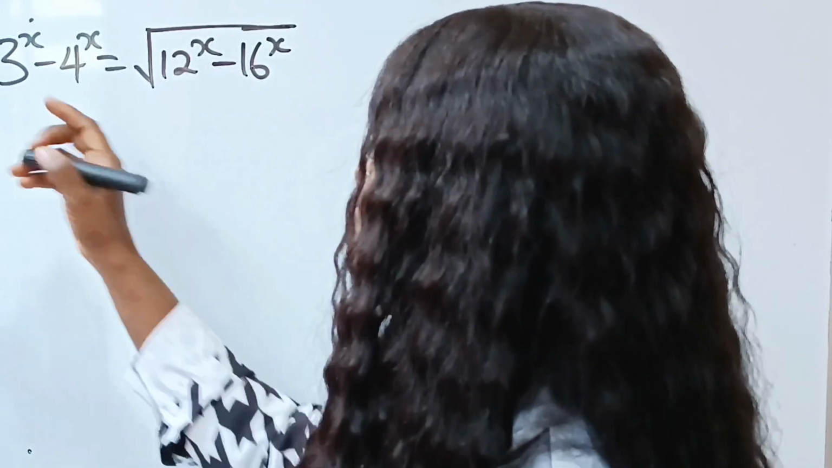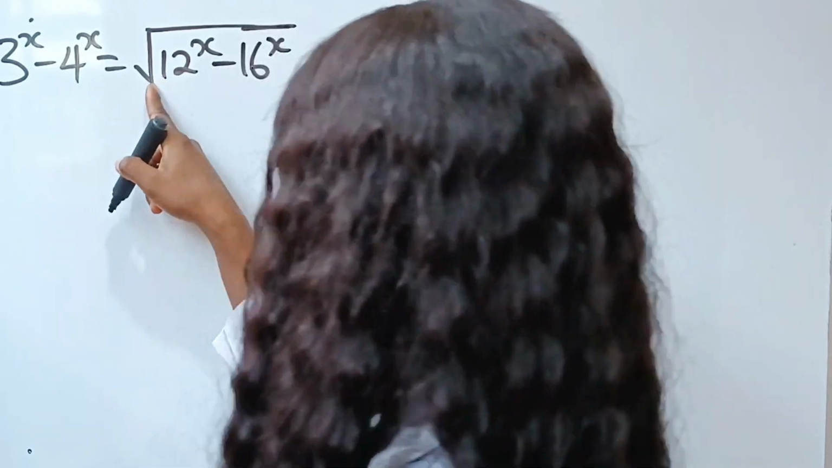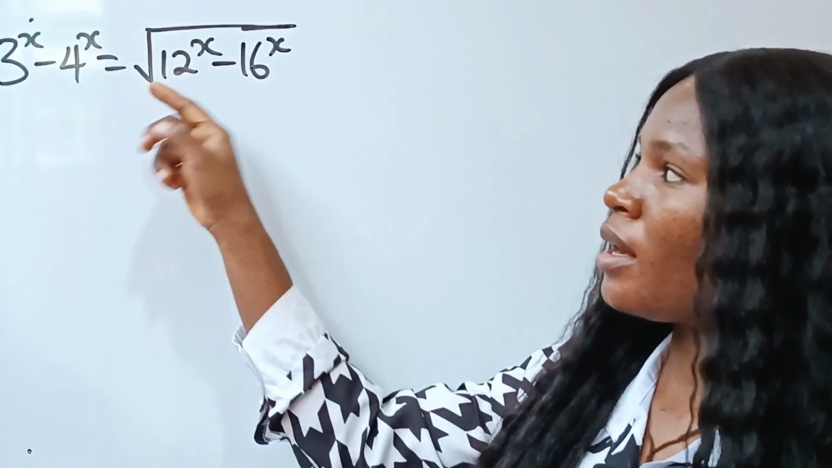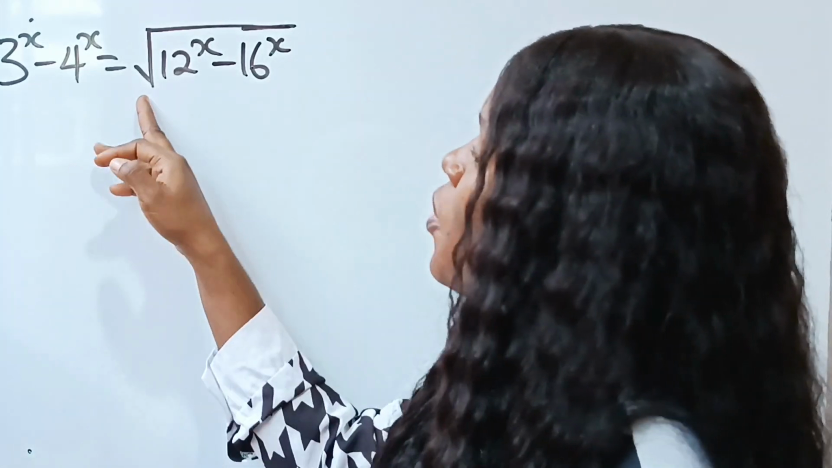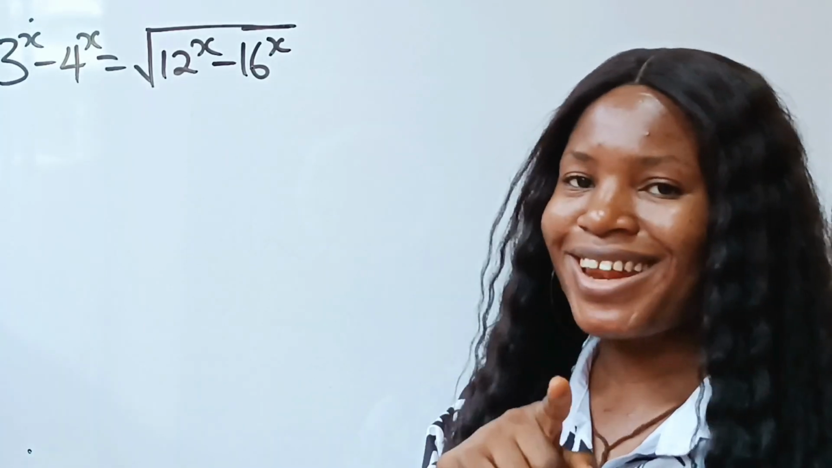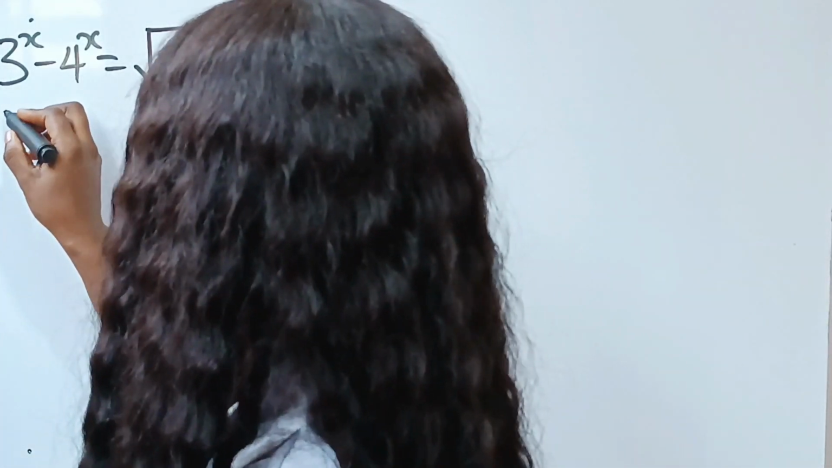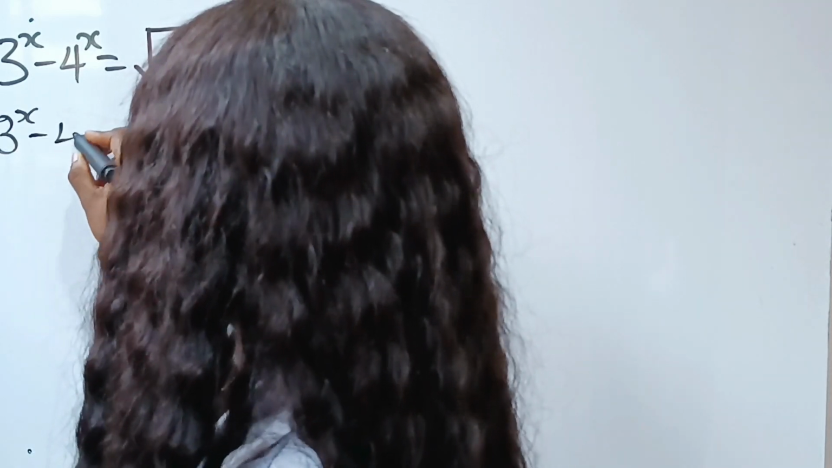Okay, now first, since we have square roots here, the first thing we need to do is to square both sides of this equation, and by so doing we are going to remove the square root sign. Now let's get to that. So we are going to square both sides of this equation.